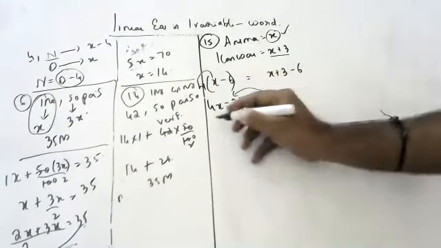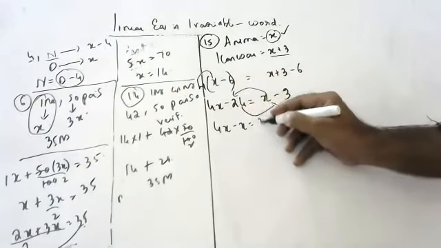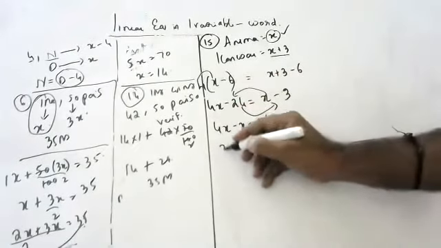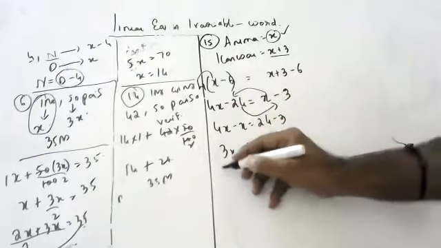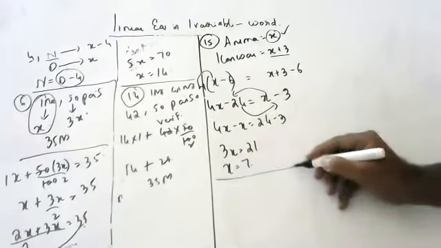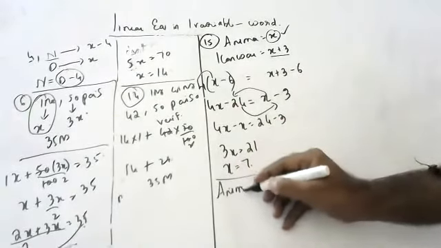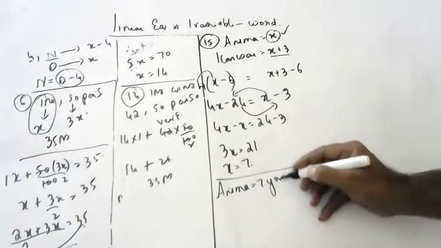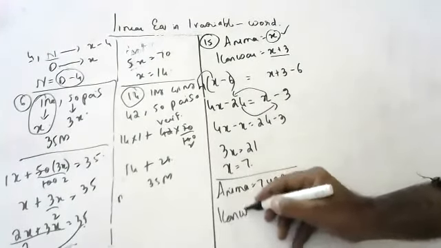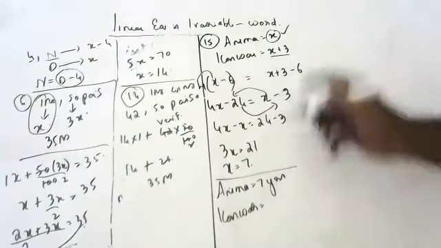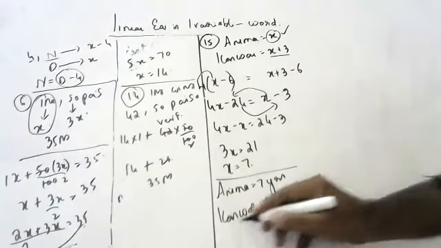We need to bring x's to one side. 4x minus x is equal to minus 3 plus 24. 3x is equal to 21. X is equal to 7. Anima's age is 7, and Kanwar's age is 10. 10 years. Verification.